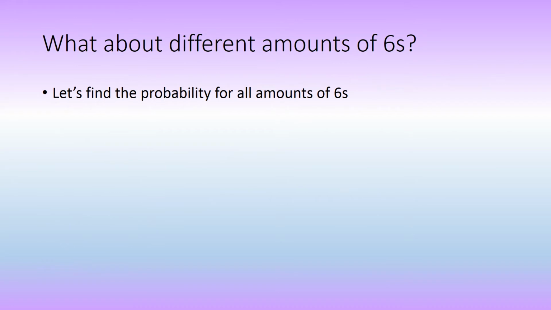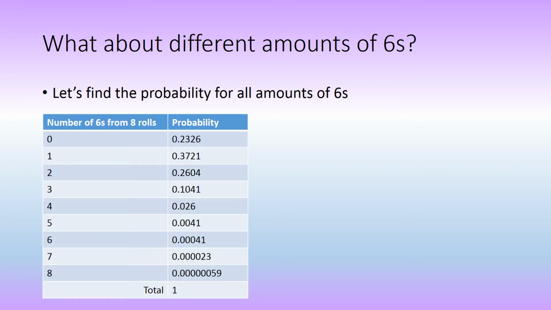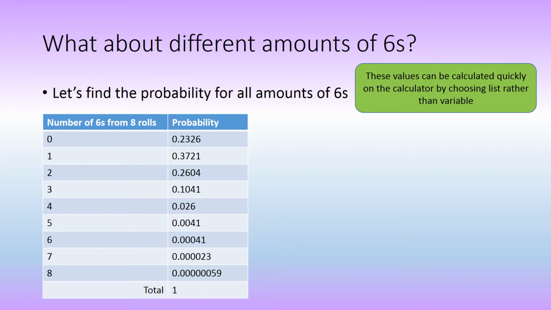Okay, well, let's have a look at all of the different amounts of 6s together. So here we go, I've got a table of that. On the left, of course, I've got the number of 6s from 8 rolls, so 0 down to 8, and I've got the associated probabilities just to the right of them. So you can see some of those values that we've already calculated. Have a look at a few things from that though. These values can actually be calculated quickly on the calculator by choosing the list option rather than the variable, and you just put in all the numbers of 6s that you want and hit enter, and it will give you a nice big table of these all in one go.